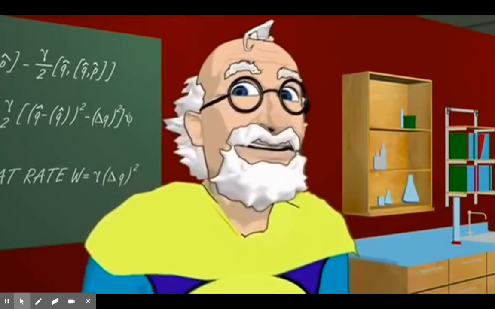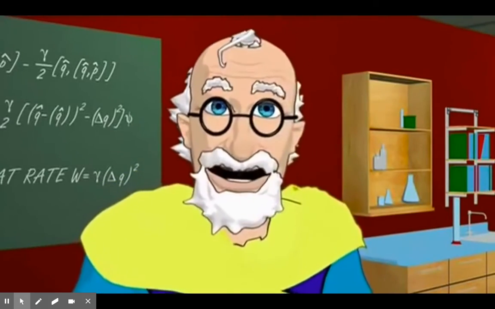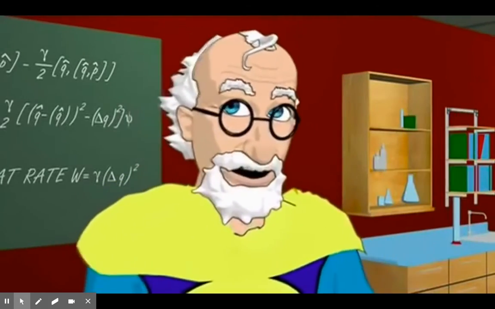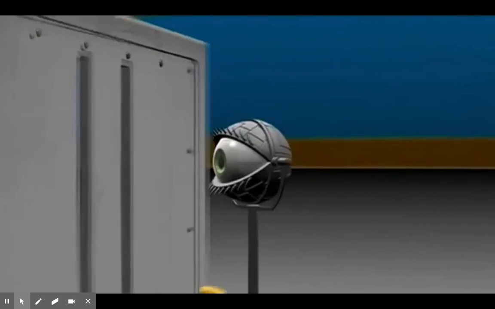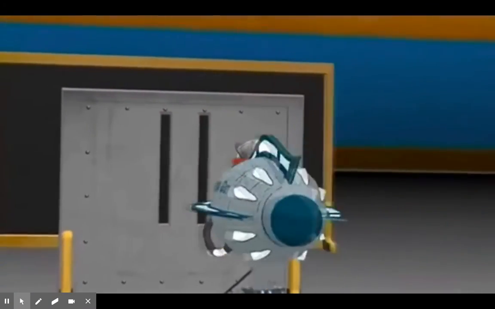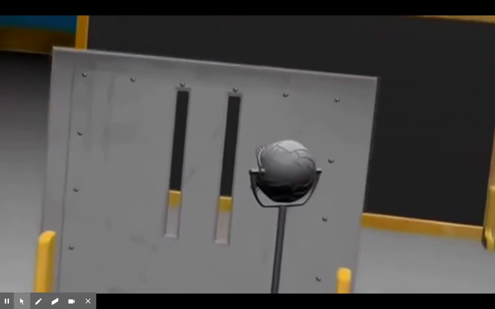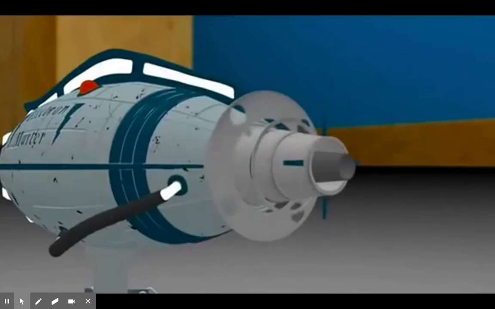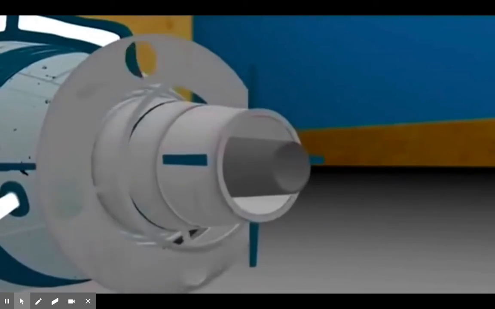So they decided to peek and see which slit it actually goes through. They put a measuring device by one slit to see which one it went through and let it fly. But the quantum world is far more mysterious than they could have imagined.